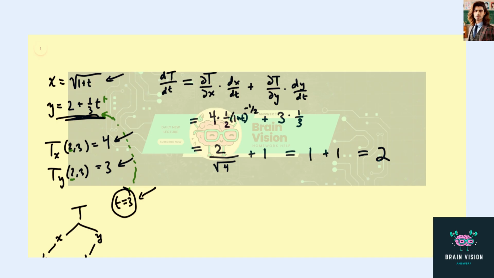Let's just get the units right. We're measuring temperature, which in this case is measured in degrees Celsius, and it's a rate. So let's look at our unit of time, which is seconds. So 2 degrees Celsius per second, and that's our final answer.